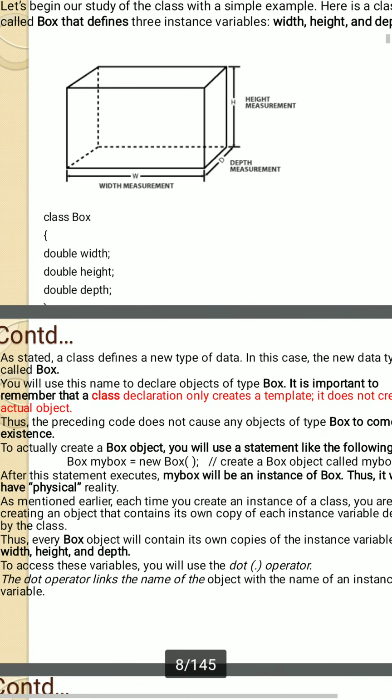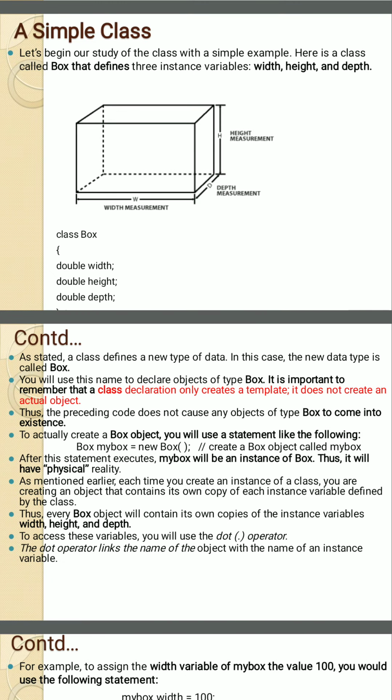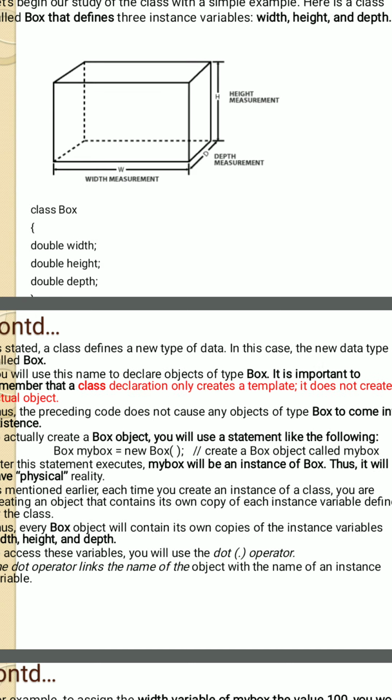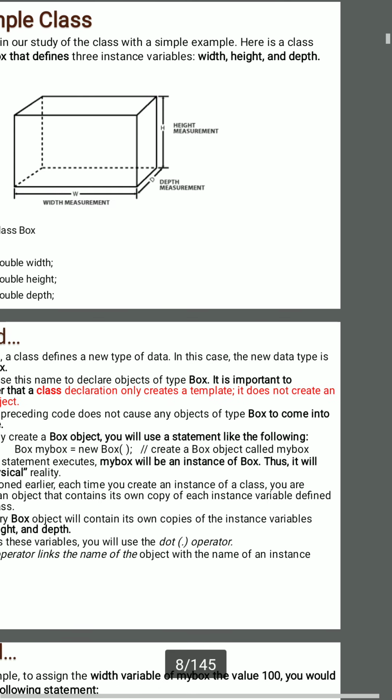A class defines a new type of data. In this case, the new data type is called Box. You will use this name to declare objects of type Box. It is important to remember that a class declaration only creates a template. It does not create an actual object here.